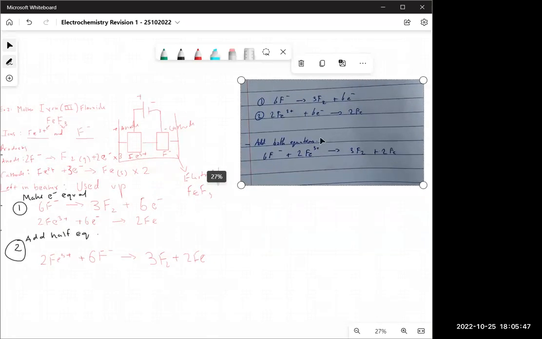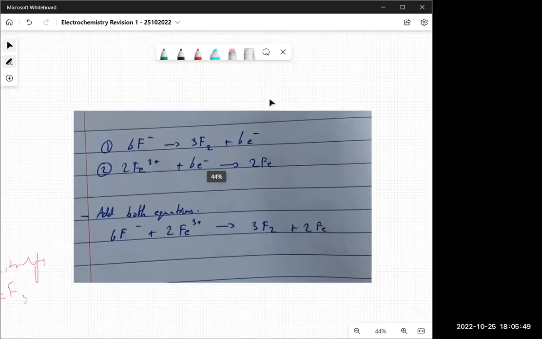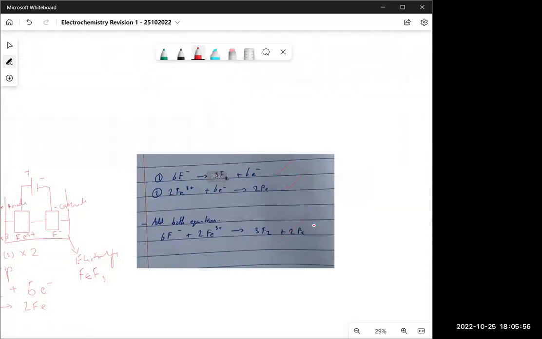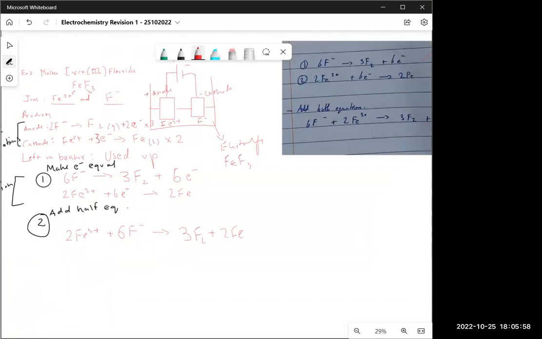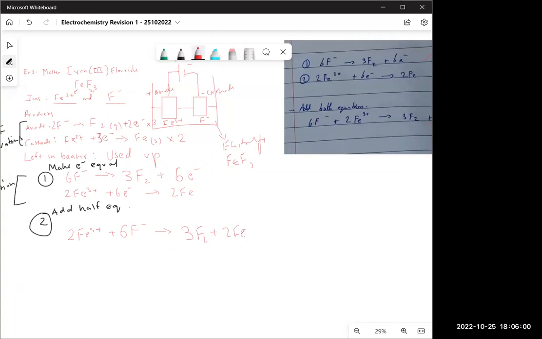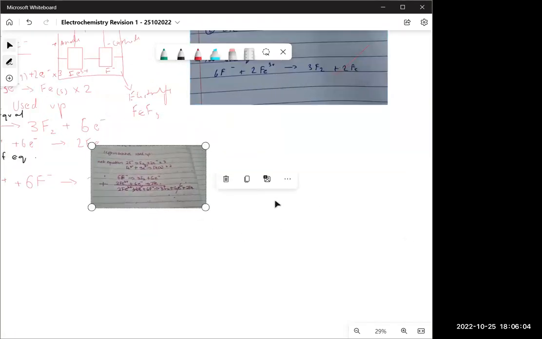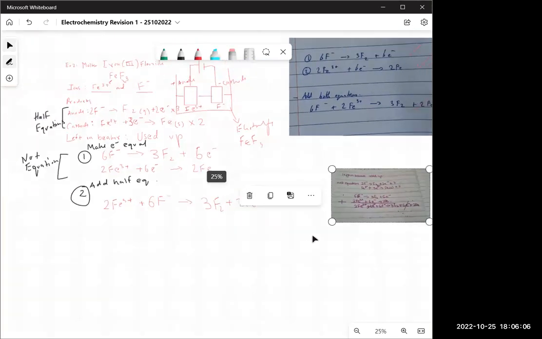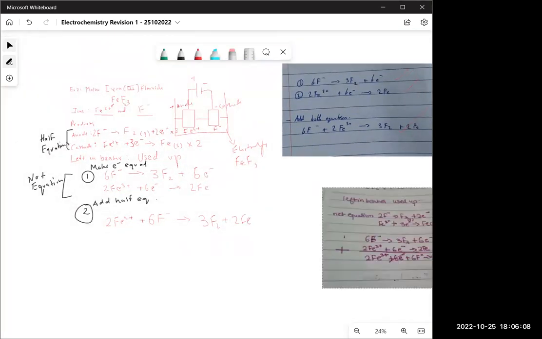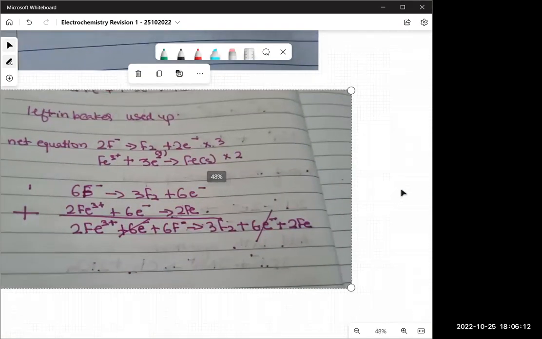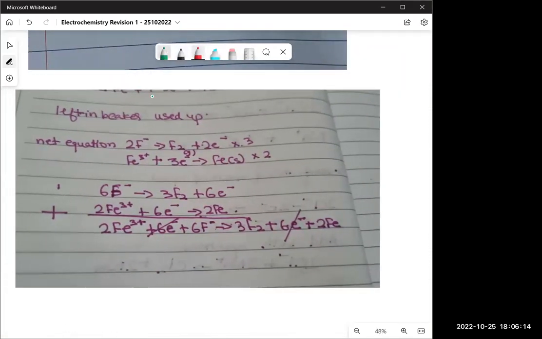Now, okay, let's solve this one. 6 F minus, 6 electrons. Good job, good job. Perfect. Right, easy. Now next thing, Lula. Asma, I have a doubt. Ask me. Let's look at your answer first. You have the correct answer. Don't worry.